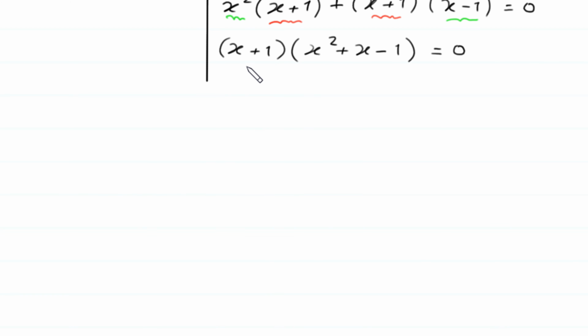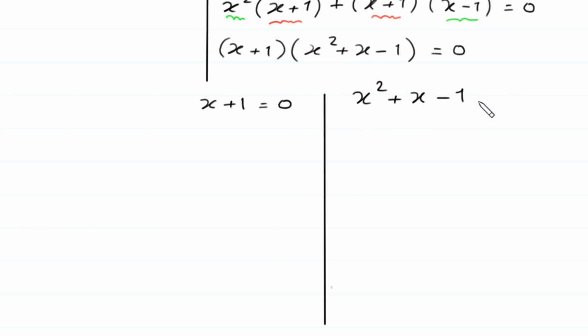Now from here, either this expression x + 1 is equal to 0, or this expression x² + x - 1 is equal to 0. From here, x is equal to negative 1. This is the second solution for this equation. Now we solve this one.